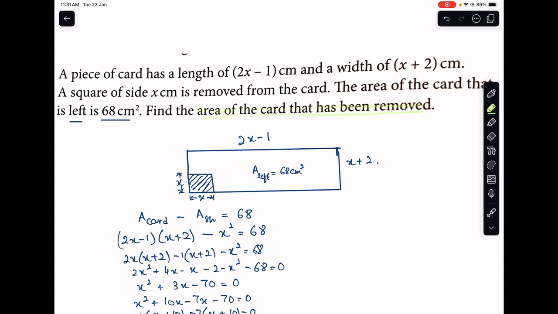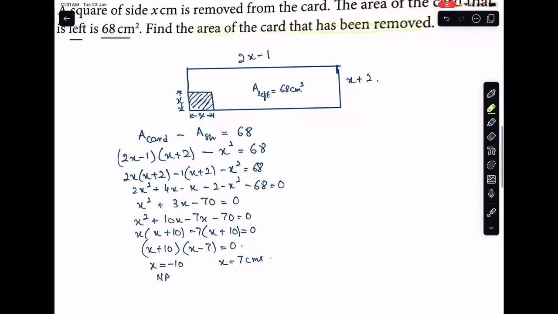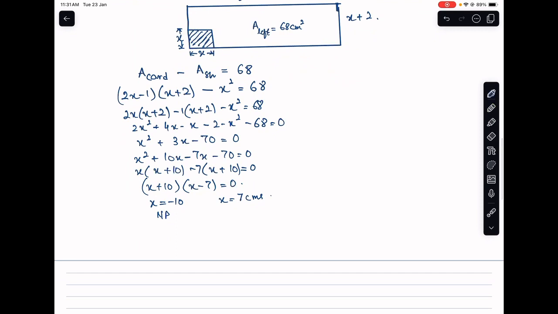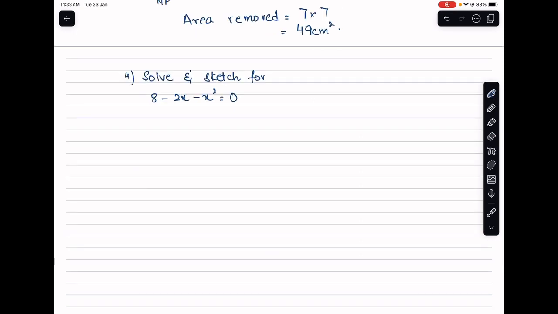So the area which is removed was x by x. So I can very easily say that the area removed should be equal to 7 by 7, and that equals 49 centimeters square. Let's do another example. It says solve and sketch for 8 minus 2x minus x square equals 0.